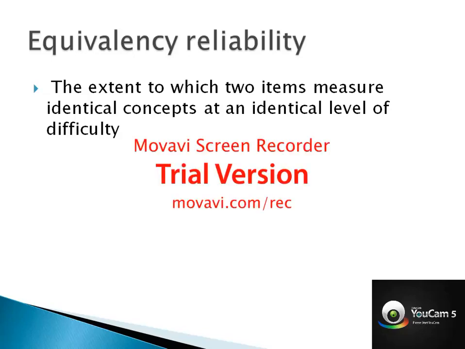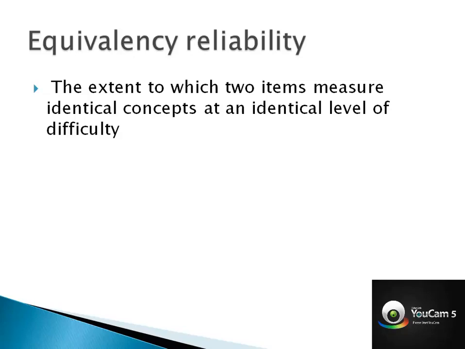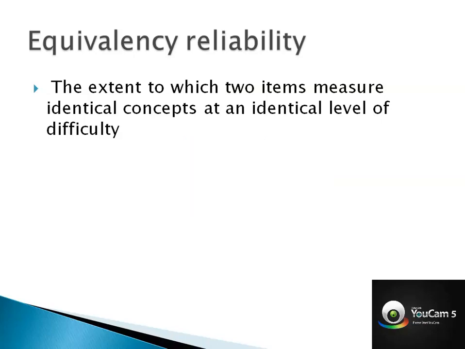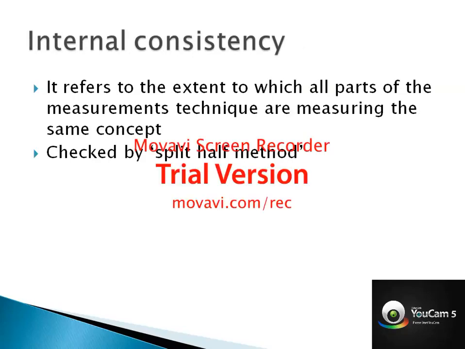So you should see whether your instrument is reliable by comparing it with the other instrument. So if you are using an observation method, you can do the observation and you can ask the other observer to do the same, use the same instrument, and you can compare both. So you can do it in that way also. The equivalency reliability is checked whether both the items have an identical level of difficulty and they are compared whether it gives identical result. Hope you understood. Yes. The next one is internal consistency.